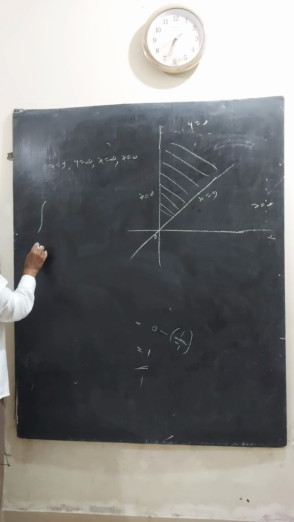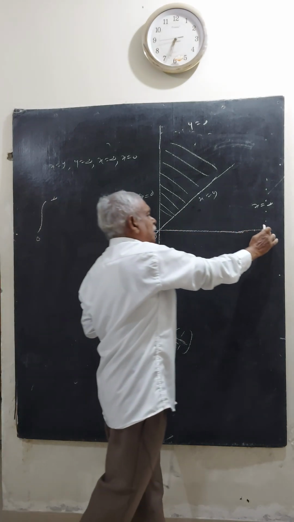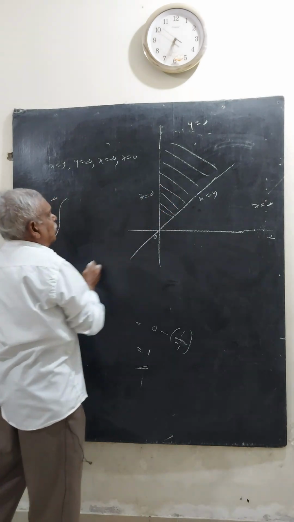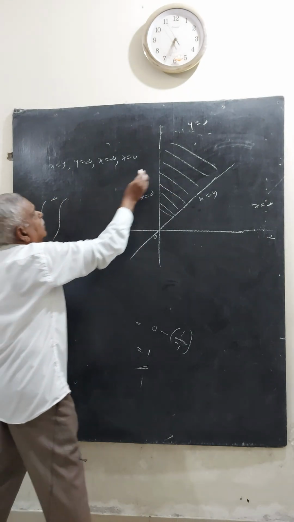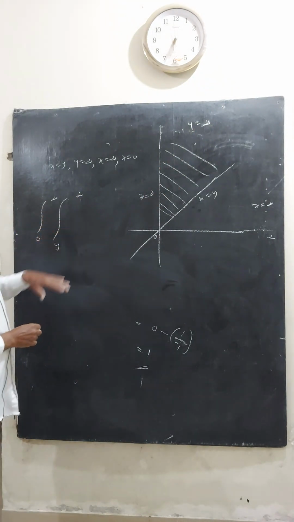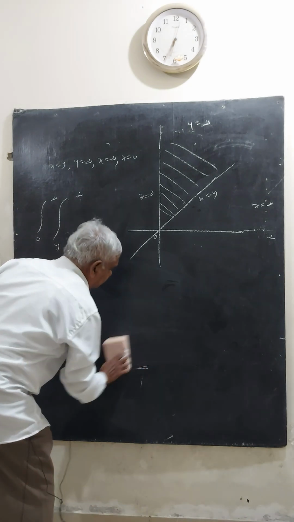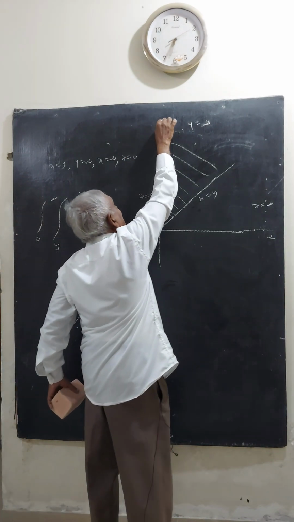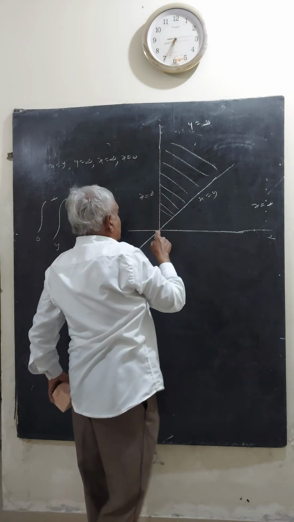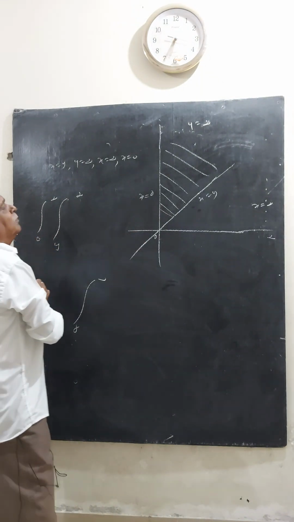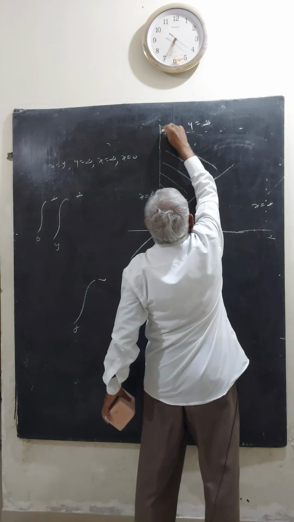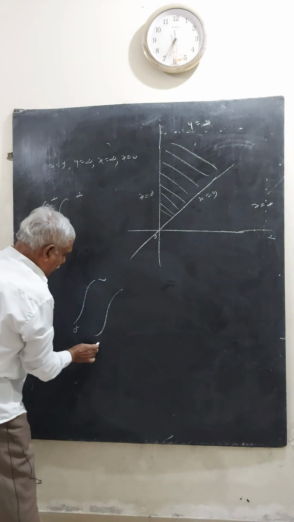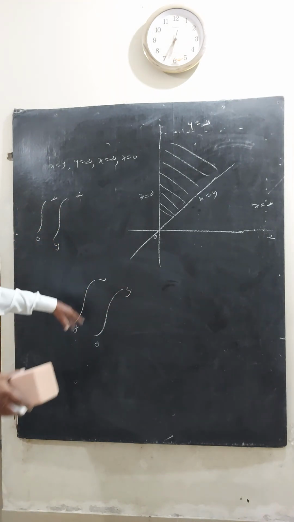If you take limits on the x-axis, x is 0 to infinity, and this line goes up to infinity. y is from bottom to top: y is 0, y equal to x at the bottom, and at the top y is infinity. This is the given limit. If you take limits on the y-axis, it is 0 to infinity. This line, y equal to infinity, cuts the y-axis at infinity, so the y limit is 0 to infinity. X is from left to right, x equal to 0 on the left and x equal to y on the right. In this way we are changing the order of integration.